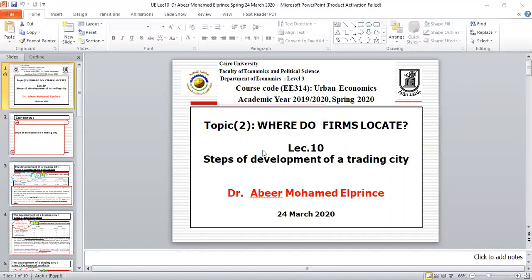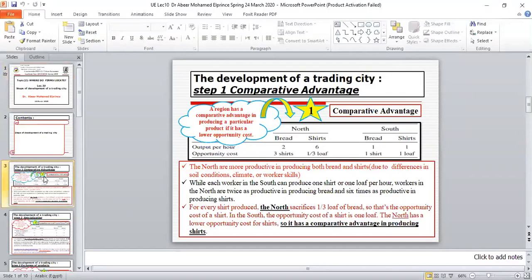One of the cities is the trading city. Okay, trading city, its role begins with trading firms, and trading firms develop to be a trading city. There are some steps to develop a trading city. Number 1, to have a comparative advantage in producing a particular product.